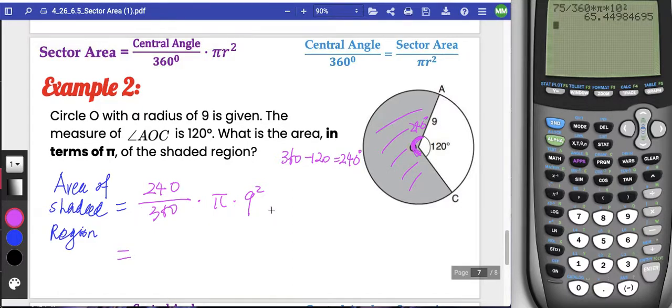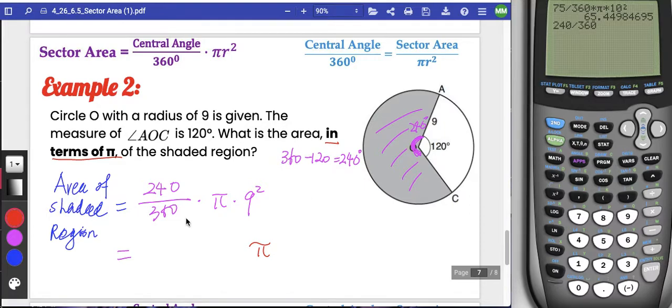So now I'm going to type everything in the calculator. I'm going to type 240 divided by 360. However, this time I'm not going to use pi. Why? Because the answer says, I'm going to use a red one to remind us, in terms of pi. So I'm going to keep the pi in the end, so I'm not going to type the pi in the calculator. Otherwise, the calculator will do the calculation with 3.14 and the long decimals. So this is not what we want.